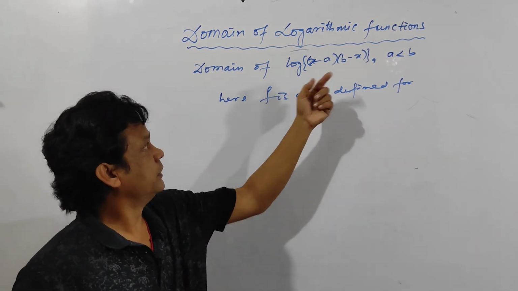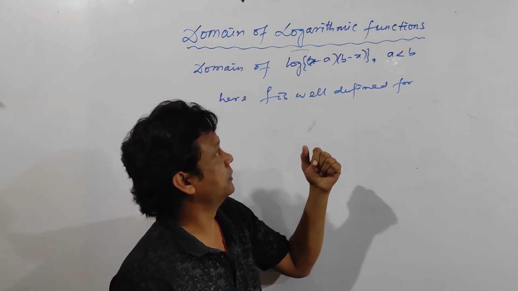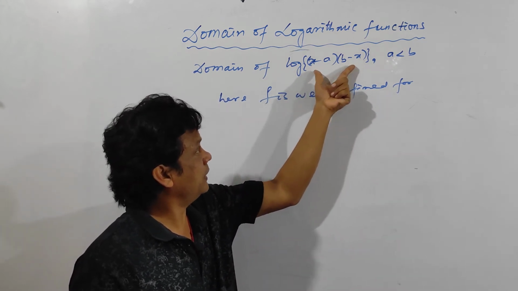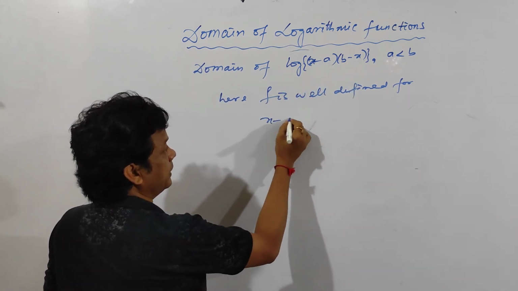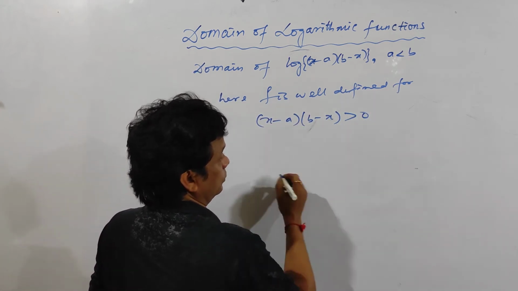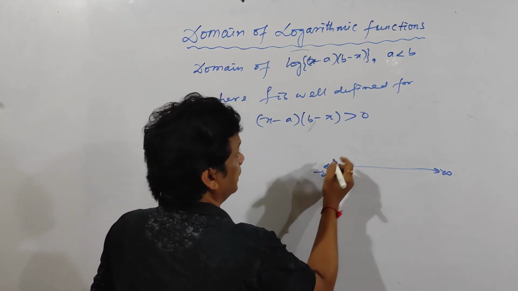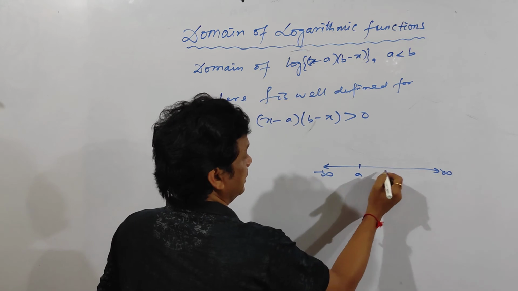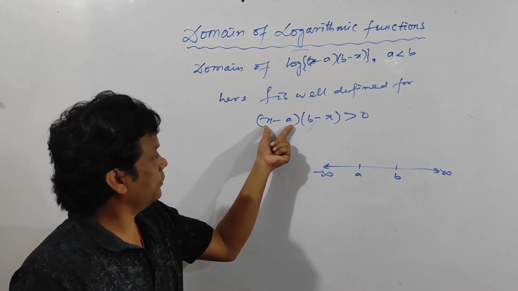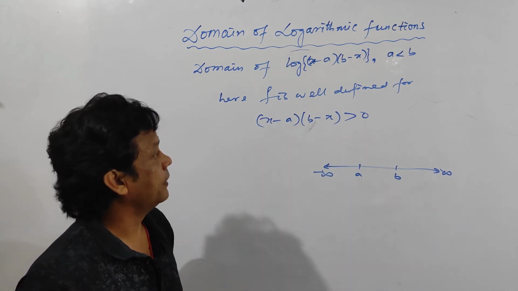So here, the third case I am going to tell you: log of x minus a into b minus x, and the base is 10. So this is well defined if this quantity is greater than 0, that is, x minus a into b minus x is greater than 0. Draw the number line simply. This is infinity, this is minus infinity, and a is less than b. So this is a, this is b. And this quantity equal to 0 gives a, and this quantity equal to 0 gives b.